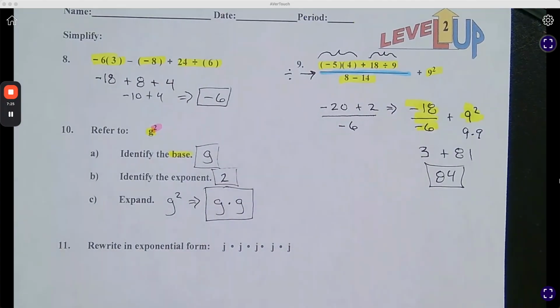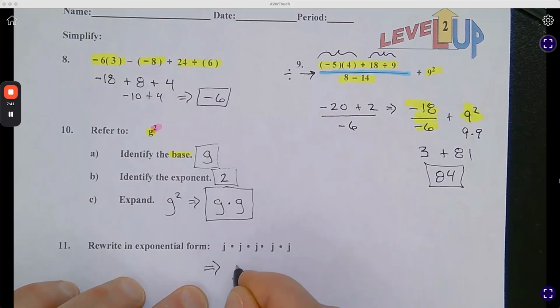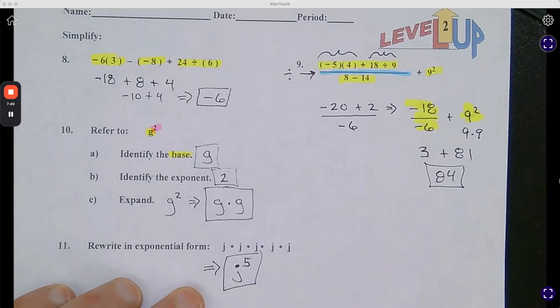All right, let's do this one. Rewrite in exponential form. That means you're going to write it as a single base raised to a power. Exponents mean repeated multiplication. So my common base is j. 1, 2, 3, 4, 5. Repeated multiplication 5 times. You're done. All right, that's level up 2. Take it to your teacher, see how it went. All right, next one.